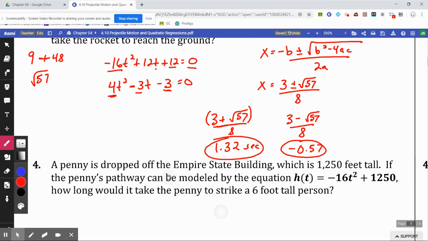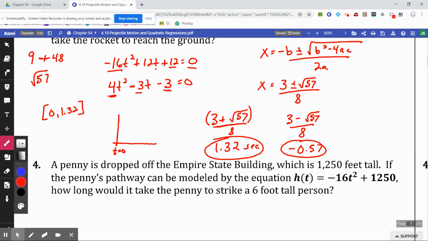And the reason for that: we're only talking about, for this problem, time equals 0, which is right here, up to time equals 1.32. Our domain in this problem is 0 to 1.32. So this negative 0.57 is not even a time.